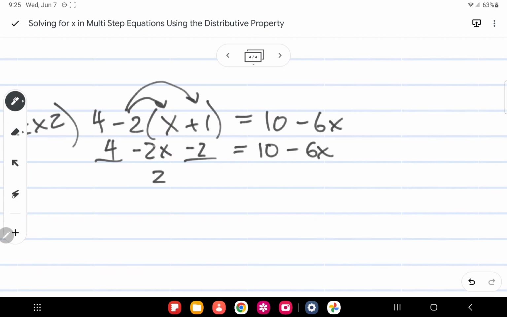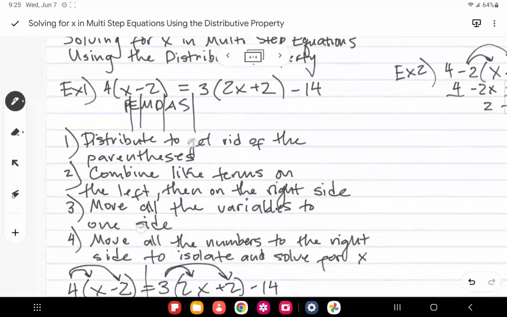Are there any x's on the left side but this? No, so we will just bring it down. Any numbers on the right besides 10? No, so we'll just bring this down. Any other x's on the right? No, so we'll just bring this down. Now we have combined like terms and we're down to step 3.